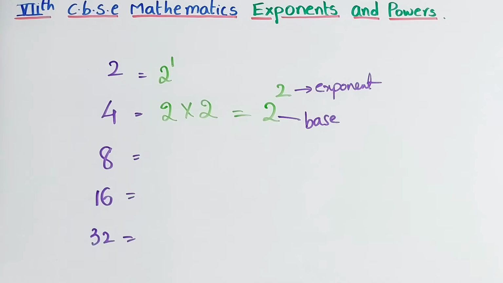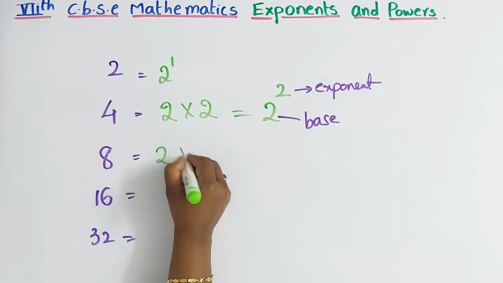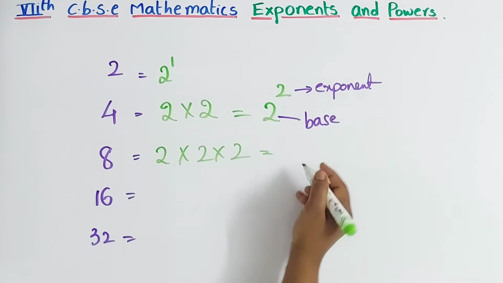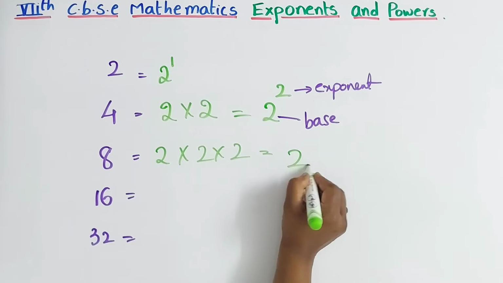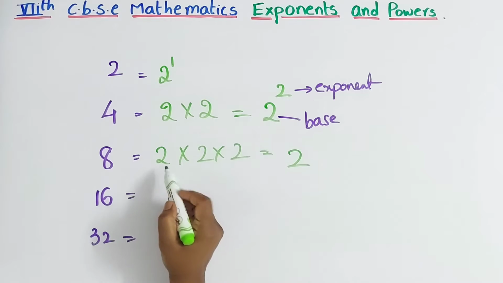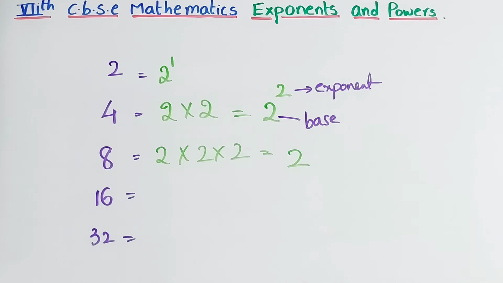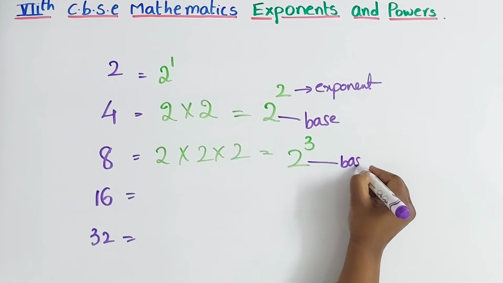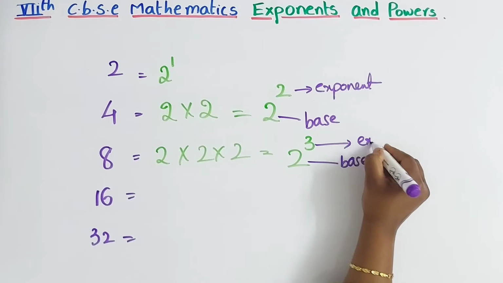Now 8. 8 also we can write it like 2 into 2 into 2. 2 2s are 4, 4 2s are 8. Here base is 2. This is the base. How many times we are multiplying? 1, 2, 3. 3 times we are multiplying, 2 to the power of 3. Here base is 2, children, and 3 is exponent.